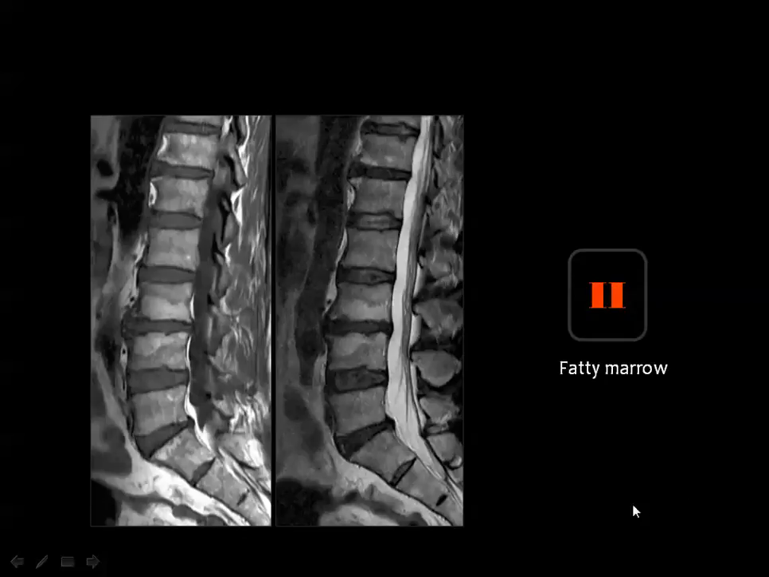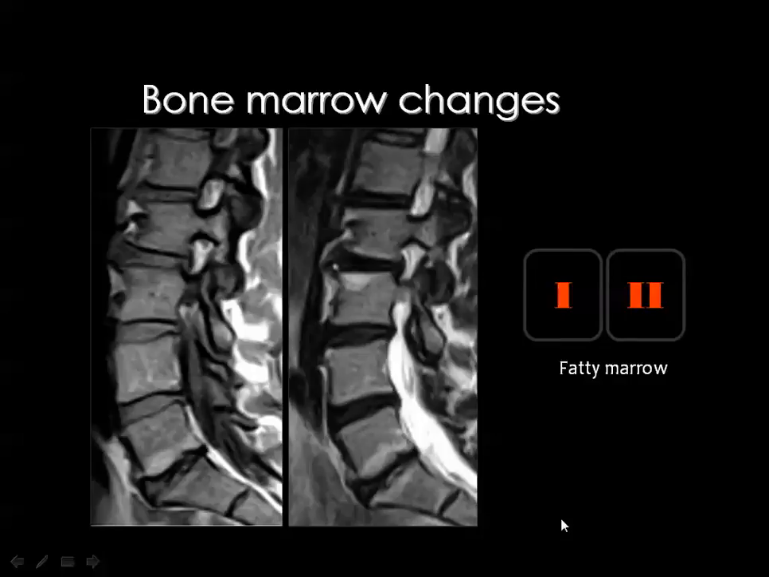Then fatty deposition, or fatty conversion of the bone marrow in the vertebral end plates at the level of the affected disc, will appear bright in the T1 and relatively less bright in the T2 weighted images. And this is an example of both types. Here you see low signal in the T1 and high signal in the T2, denoting type 1 bone marrow edema. Then this is high signal in the T1 and high signal in the T2, and this is fatty degenerative changes at L5S1 level.